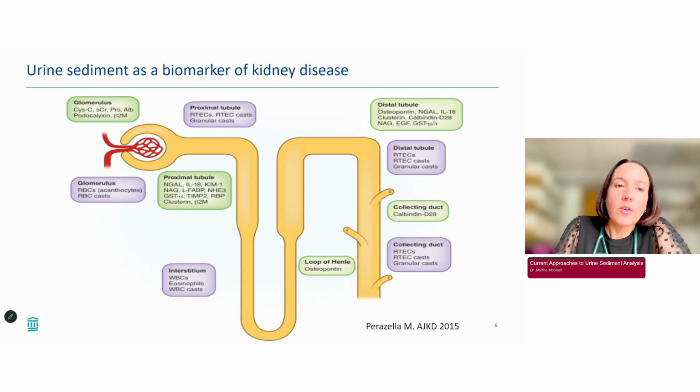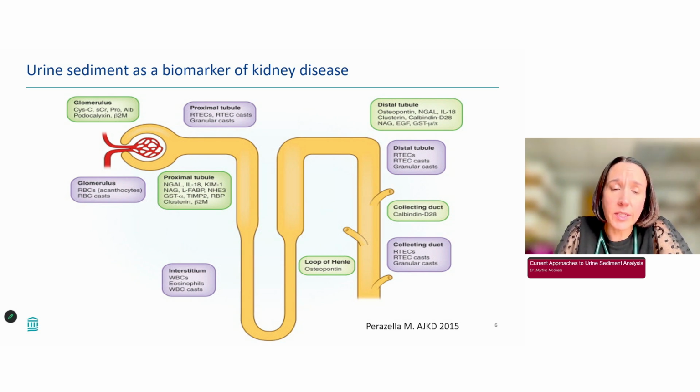So thinking about the urine sediment as a biomarker, and what components of it may tell us about different compartments of the kidney. In this diagram, the urine sediment components are in the purple boxes, versus the traditional biomarkers we think about in kidney disease in the green. If we look at the glomerulus, in the green here, we have serum creatinine, cystatin C, and albuminuria, but in the urine sediment, we can look at red cells and red cell casts, which can be quite specific for glomerular injury.